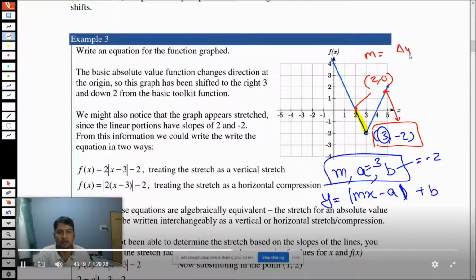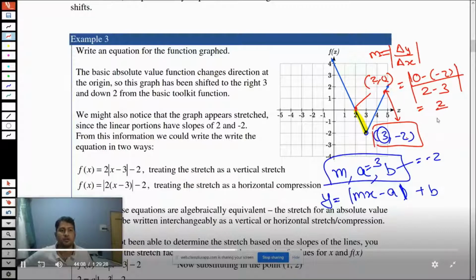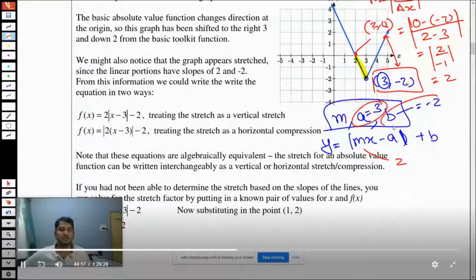So m will be equal to delta y by delta x. Sorry, mod of m will be equal to delta y by delta x. The magnitude, we are only interested in the magnitude. So m equals the modulus of delta y by delta x, because I am only interested in the magnitude of the slope right now. Delta y is 0 minus minus 2, so that is 2. Delta x is 2 minus 3. Okay, so this is 2 upon minus 1, modulus, so that is 2. So m becomes equal to 2. So this function becomes, with a is 3, b is minus 2, y equals mod of 2x minus 3 minus 2.